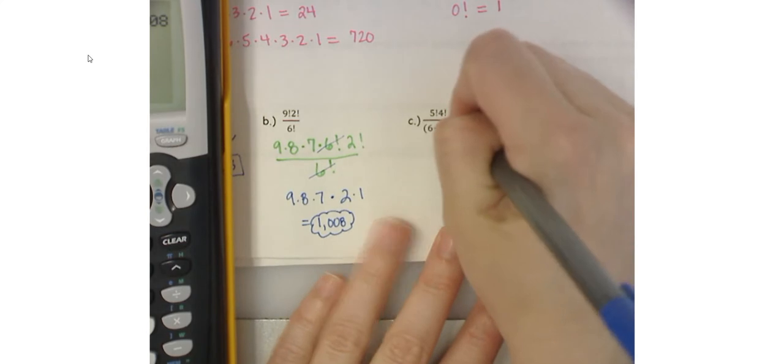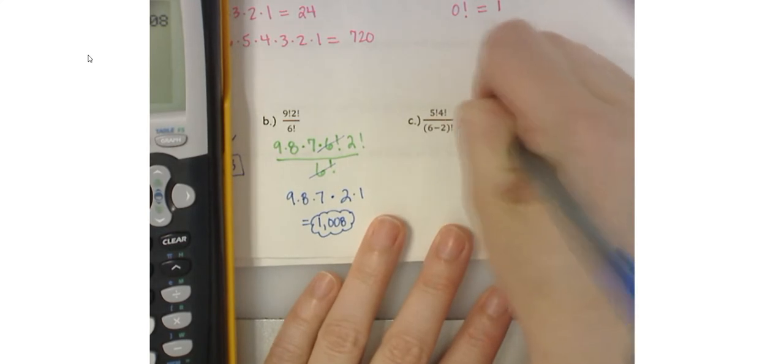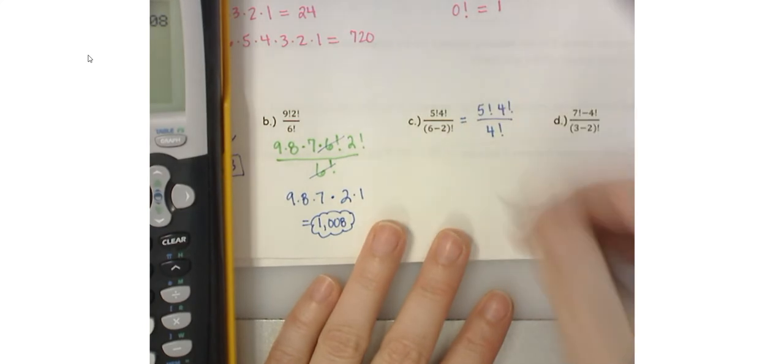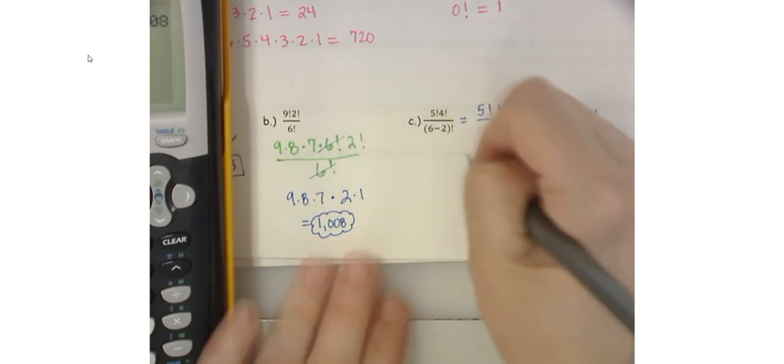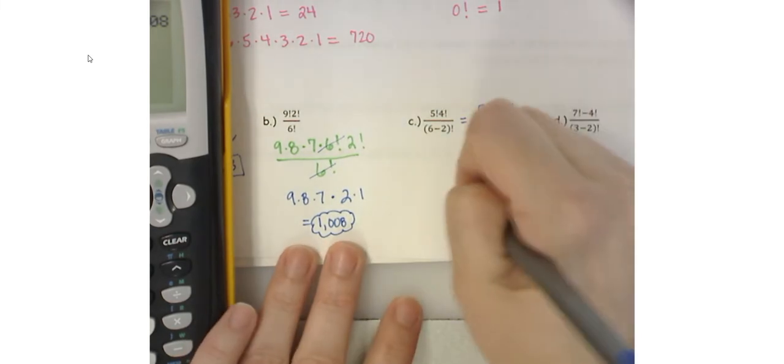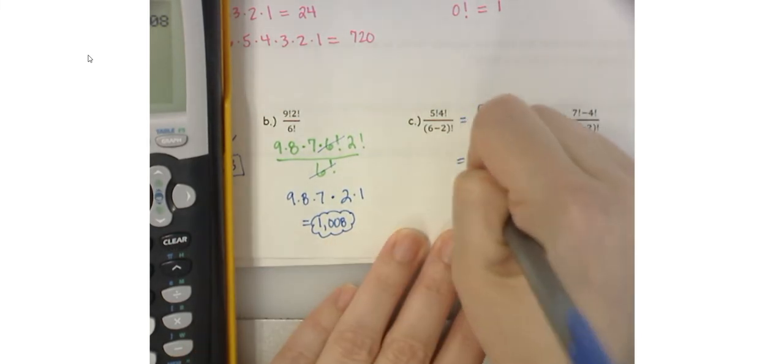5 times 4 is going to be what? 20. 20 times 3 is? 60. 60 times 2 is going to be? Yes. And that will be your final answer.